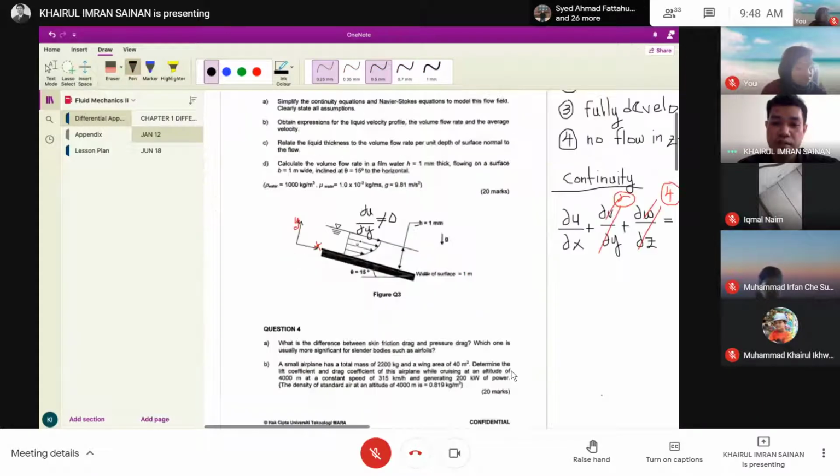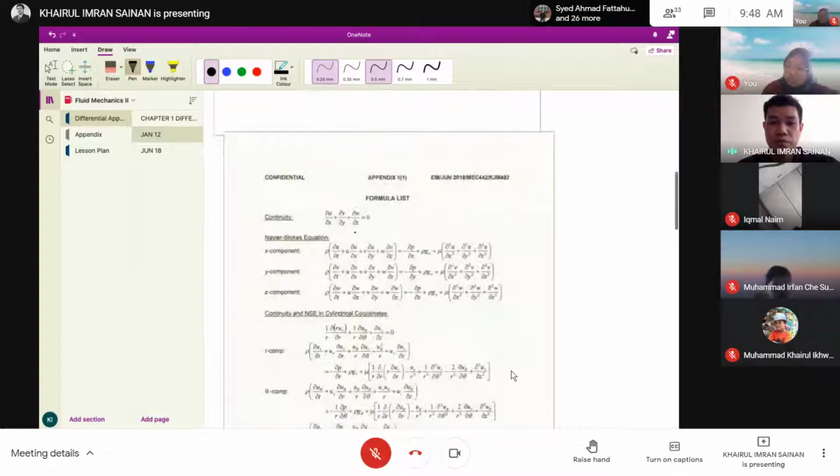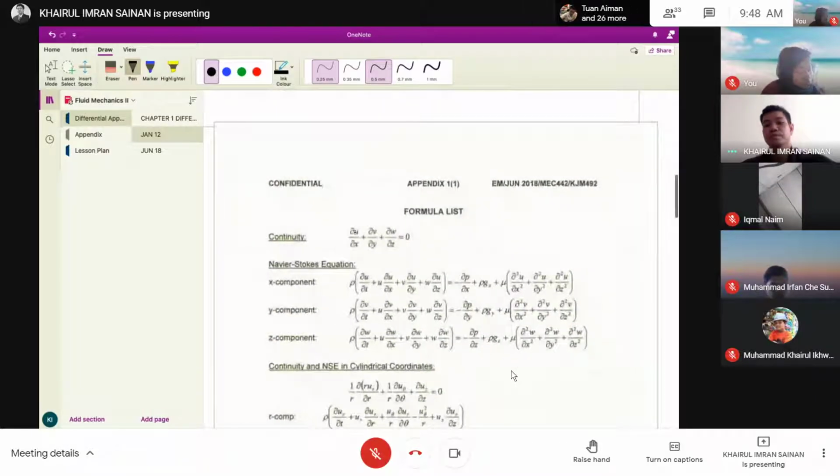Next is Navier-Stokes. Okay, so I give you perhaps 3 minutes. Solve the Navier-Stokes equation.